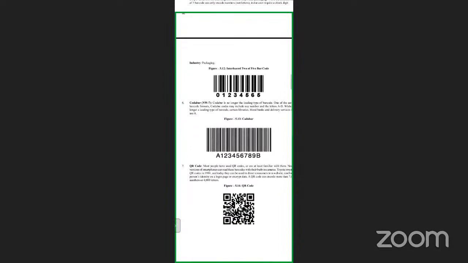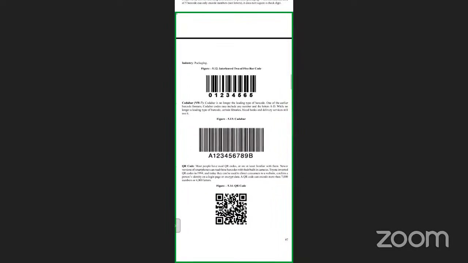Next we have Codabar. Codabar is no longer a leading type of barcode, because it is one of the earlier barcode formats. Codabar codes may include any number of letters from A to D. While no longer a leading type of barcode, certain libraries, blood banks and delivery services still use this type of Codabar.